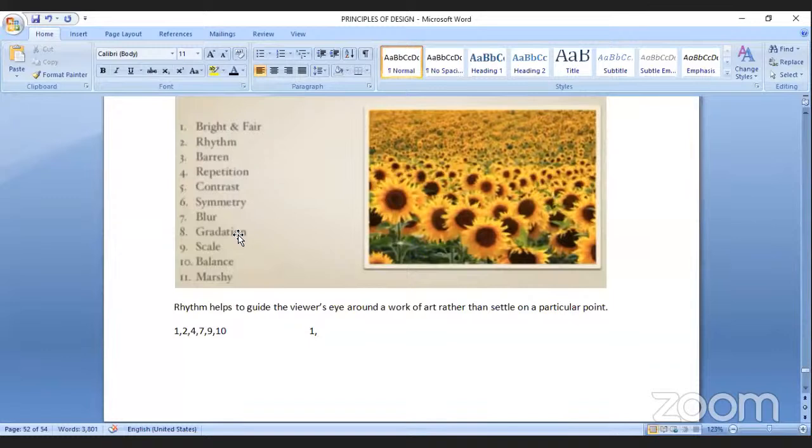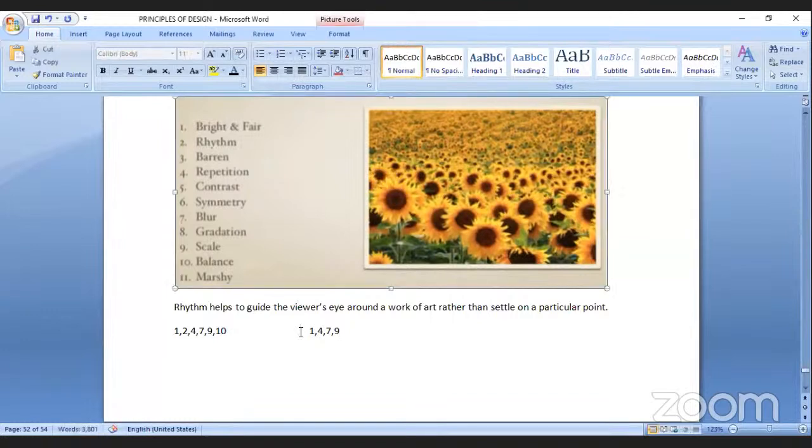One is there. I can see for sure four is correct. It's blurred, my mistake. Nine. For sure, these four I can put. Correct? I hope you guys can see it too.